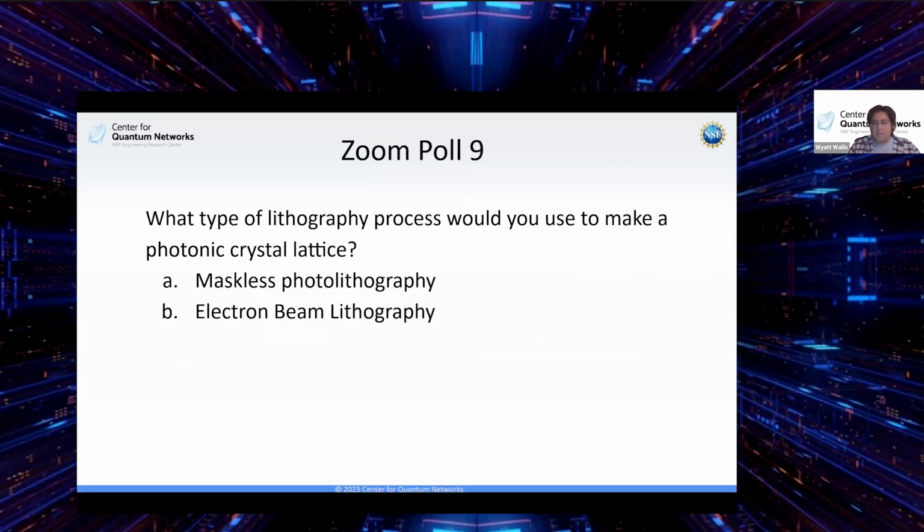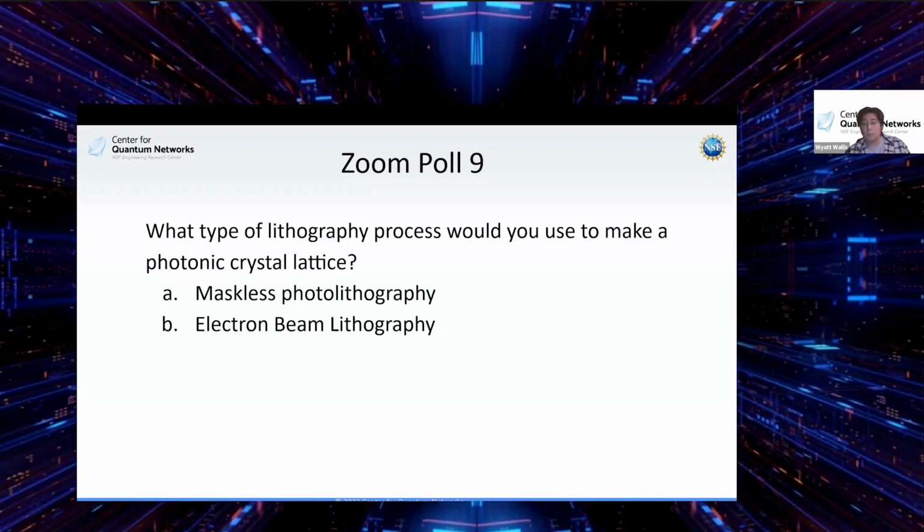So with all this established, we're past this etching step. Which lithography process would I probably want to do if I want to make that photonic crystal like we were talking about before with the small nanopillars, right? Would I use maskless photolithography? Would I use e-beam lithography? Which one do we think? All right. Looks like most of us say e-beam lithography.